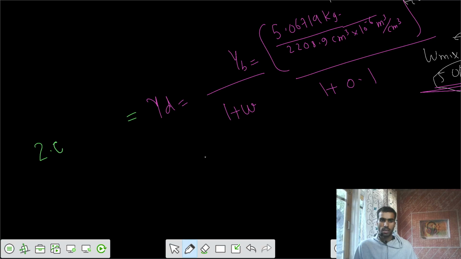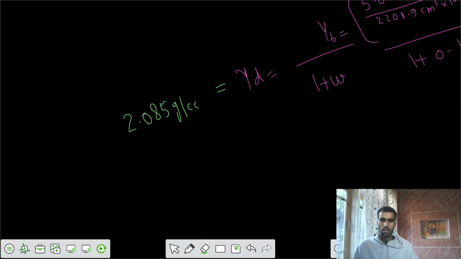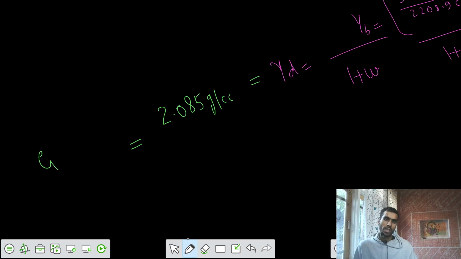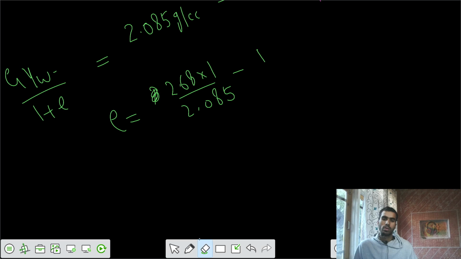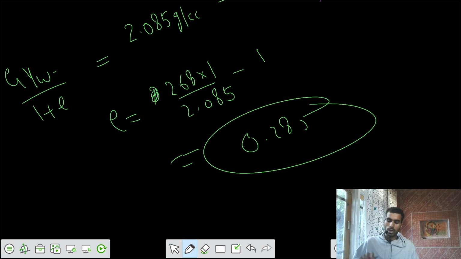So the density is 2.085 grams per cc, and this is also equal to G gamma w divided by 1 plus e, and from that get the value of e. So the value of e is G gamma w divided by rho w, or rho dry, minus 1. Your e value comes to be 0.285. That was all about that particular problem.